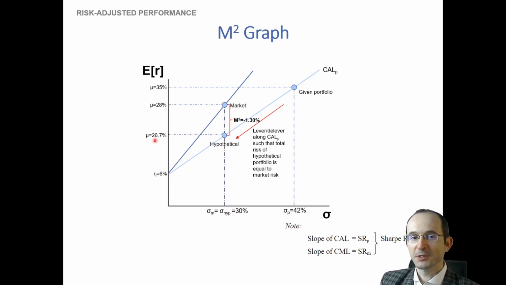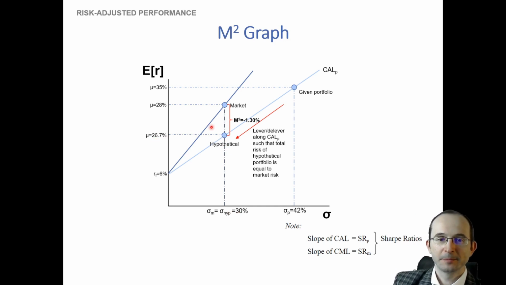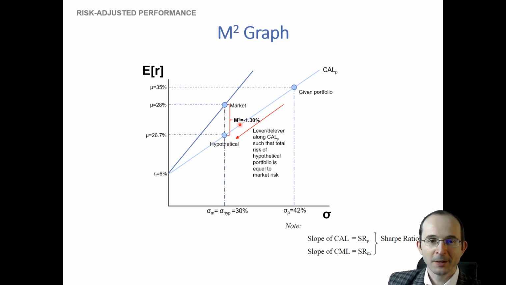The return that we had previously worked out is 26.7%, and then this gap between the expected return to the market and to the hypothetical portfolio at the same levels of total risk, which now is a gap that actually makes sense to consider, that is the M2 measure. And of course, as we saw, the market outperforms our hypothetical portfolio on a risk-adjusted basis. Therefore, it outperforms our given portfolio on a risk-adjusted basis by 1.3% per year.